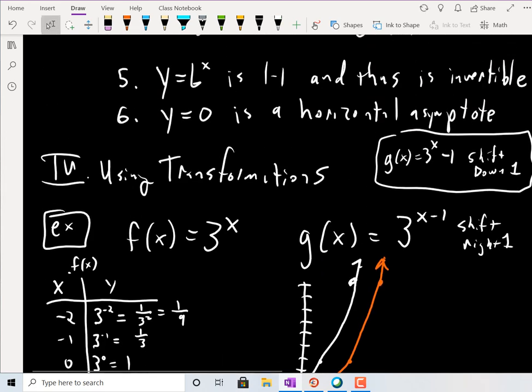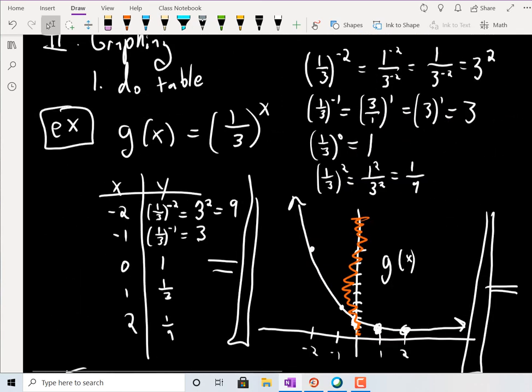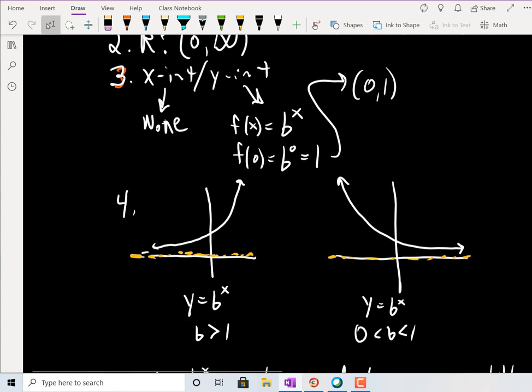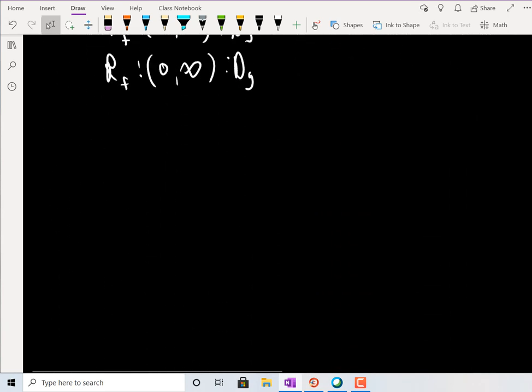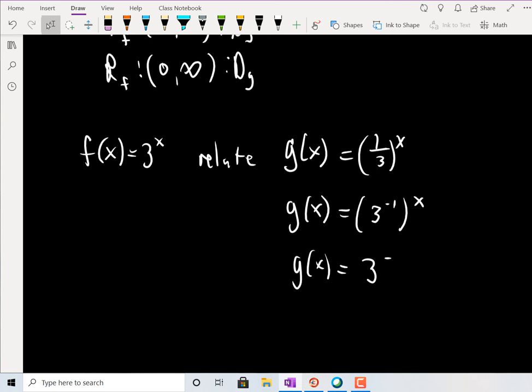You may realize that this thing is just a rotated version of this example up here. So how is that? How does f of x equaling 3 to the x relate to this other guy, g of x, equaling 1/3 to the x? Well, the trick is you can rewrite the second function. You can rewrite g of x as 3 to the negative 1 x, and then you could rewrite this g of x as 3 to the negative x.